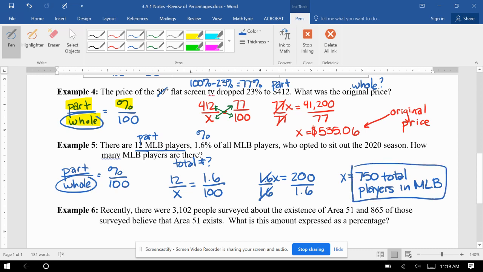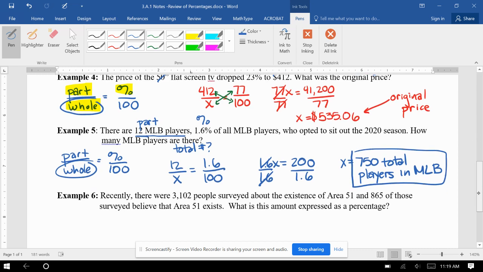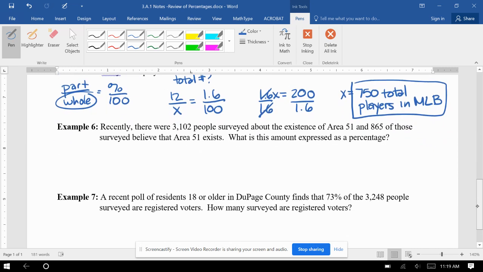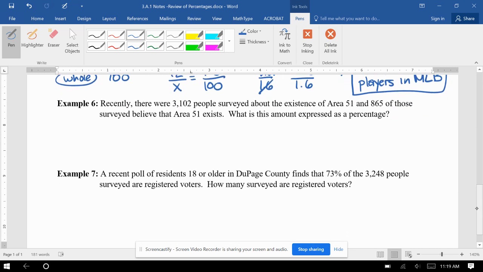So those two problems were very similar in the process and as far as what information was given. All right, here's another one. Recently, there were 3,102 people surveyed about the existence of Area 51, and 865 of those surveyed believe that Area 51 exists. What is this amount expressed as a percentage?